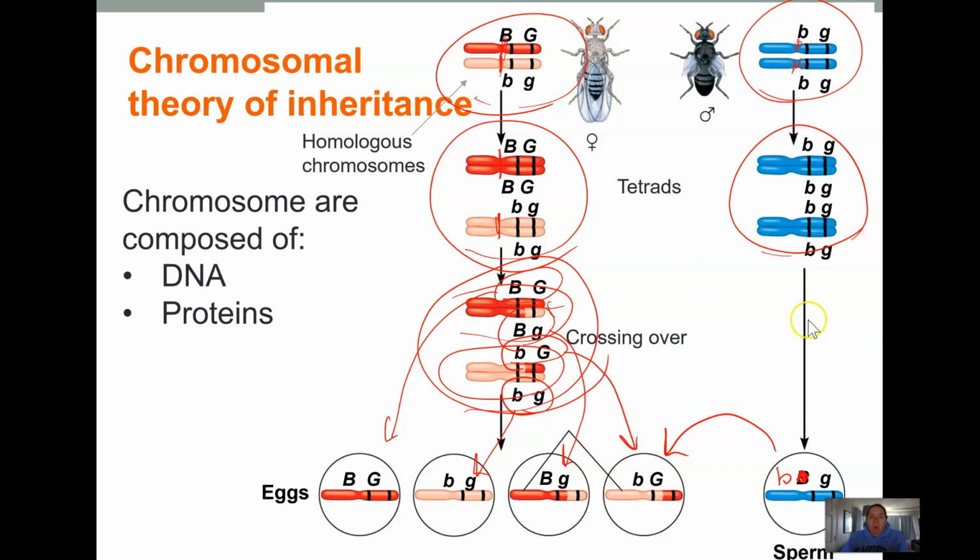So the question we're going to answer in this chapter and in this lecture is what is B and G? Like, what does that even mean? How does that lead to the physical appearance of a trait? And what is a chromosome exactly?